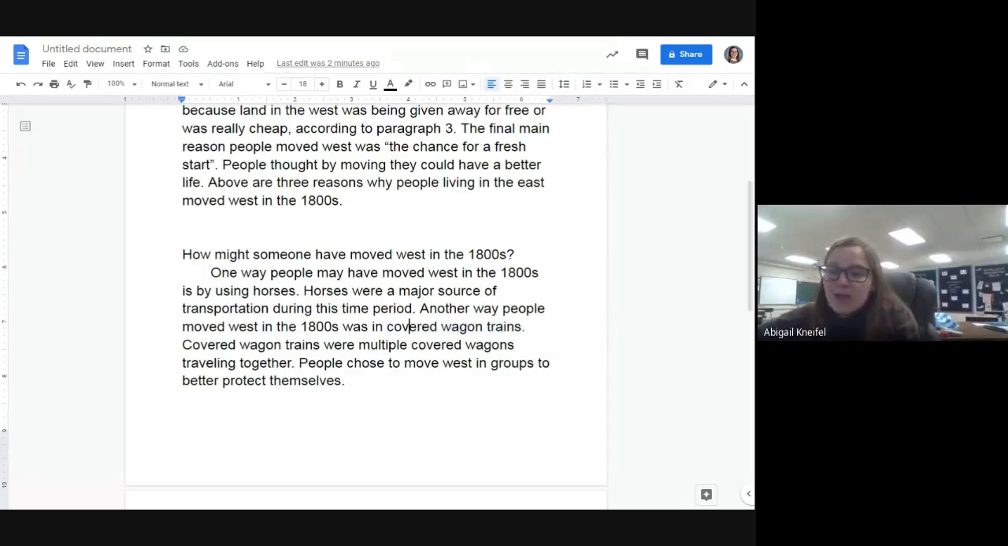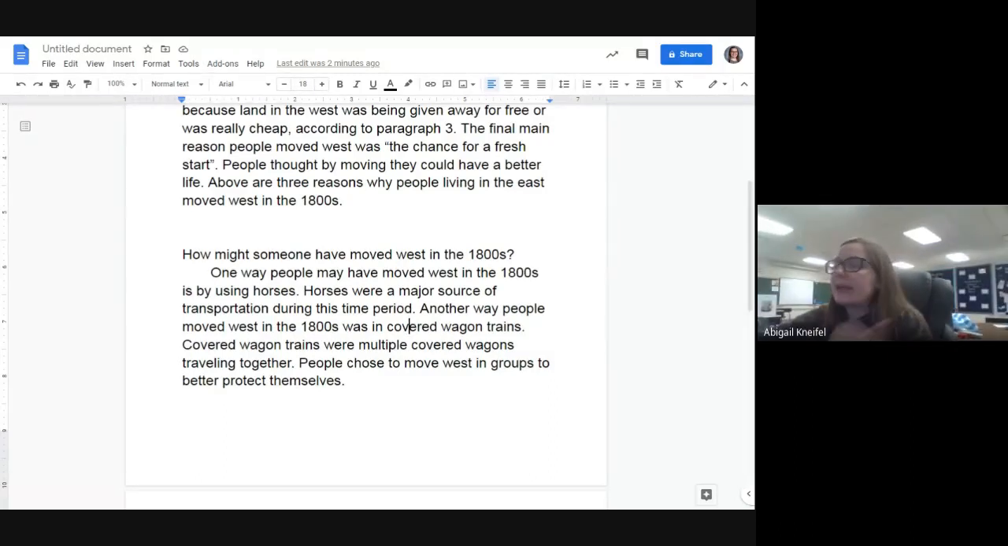Now, let's explain what covered wagon trains are. Covered wagon trains were multiple covered wagons traveling together. Okay, cool. Why do we travel together? Another detail: people chose to move west in groups to better protect themselves. Cool. Look at all those details. Look at all that lovely information. Isabella Hanlon, you try, ma'am.